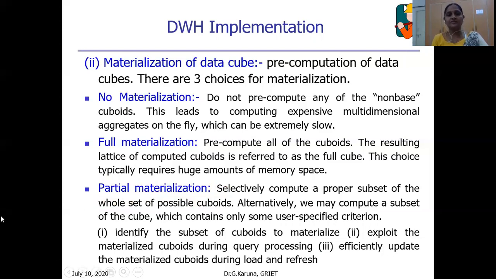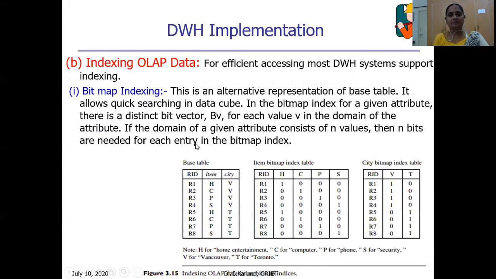The major tasks in partial materialization are to identify the subset of cuboids to materialize, exploit the materialized cuboids during query processing, and efficiently update the materialized cuboids during load and refresh of the data warehouse. So the implementation task becomes easy if we do partial materialization.